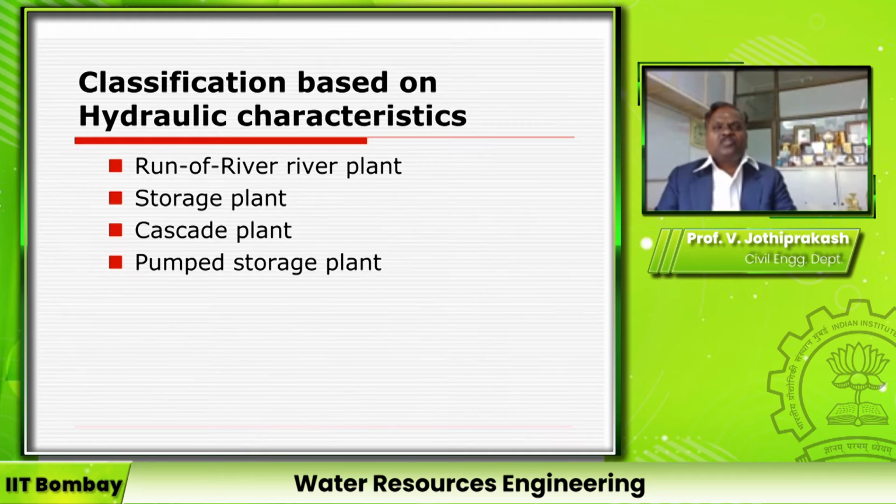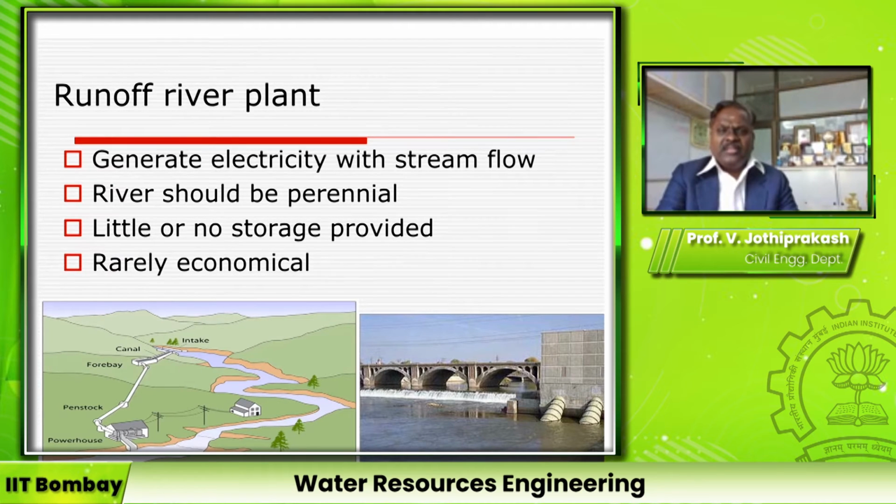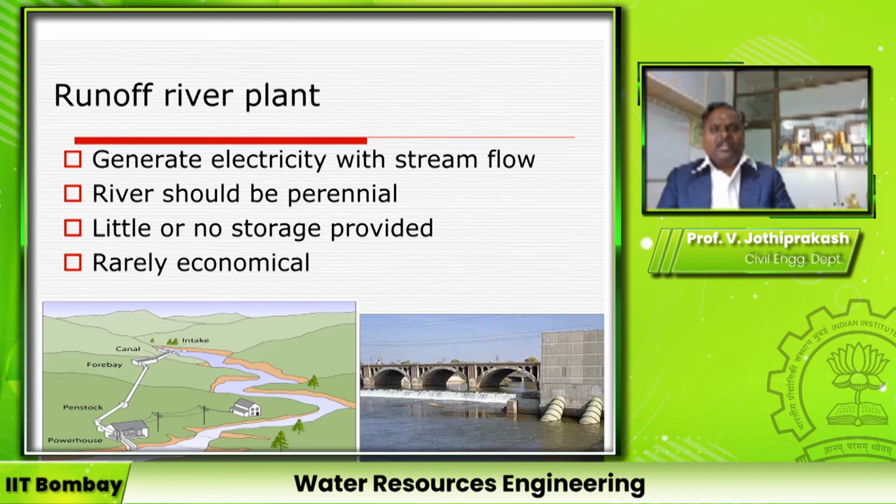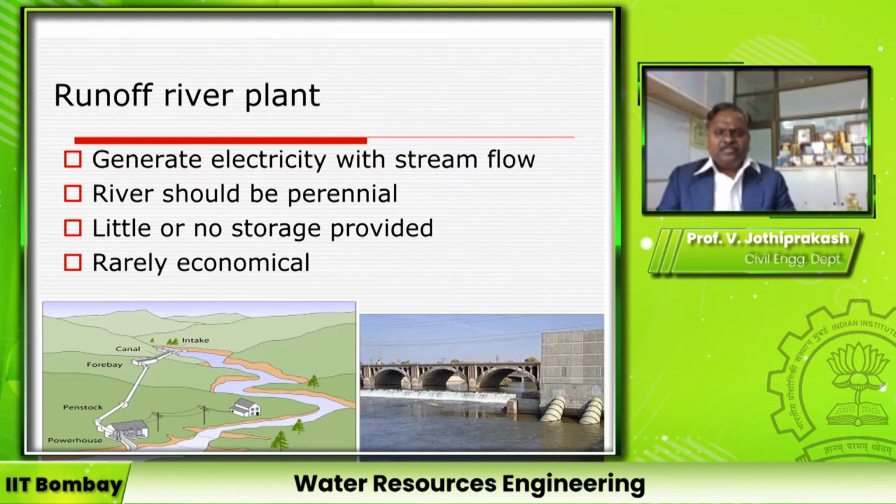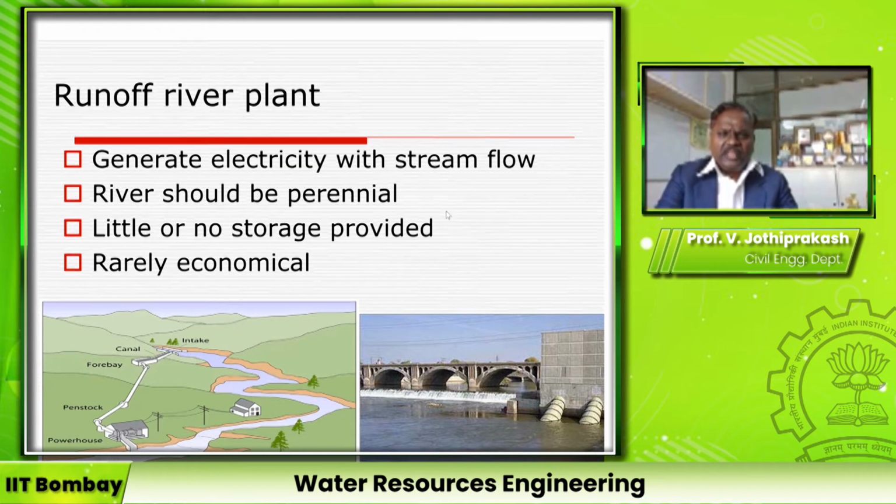Hydraulic characteristics: how this hydraulic energy is made available to the turbines. There are four important categories in this. First one is called runoff river plant. Then storage plant, cascade and pumped storage. In runoff river plants, the water head needed may not be very large. There is no need of large head of water. Even a small head, 3-meter head of water stored through a weir, is used to generate power on a small scale, and that is called a runoff river plant.